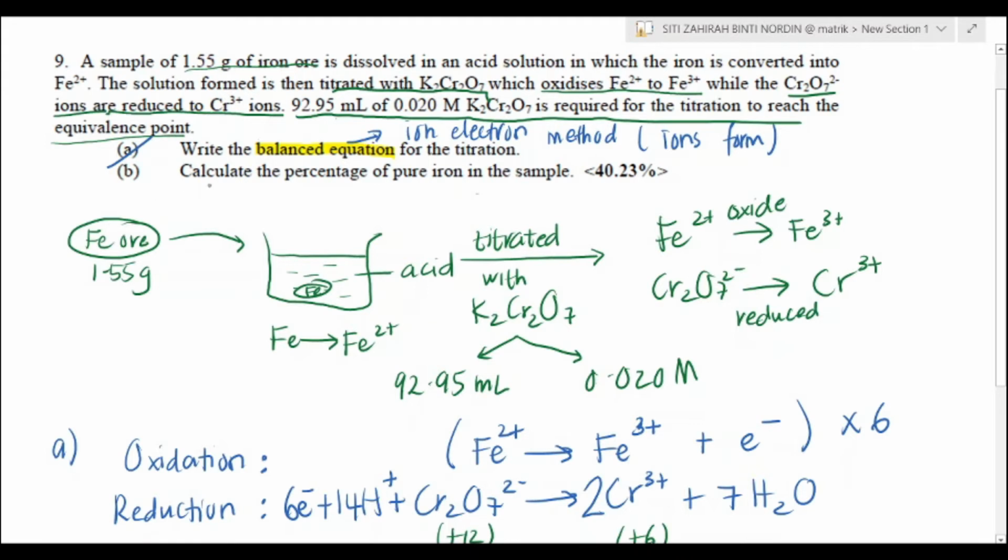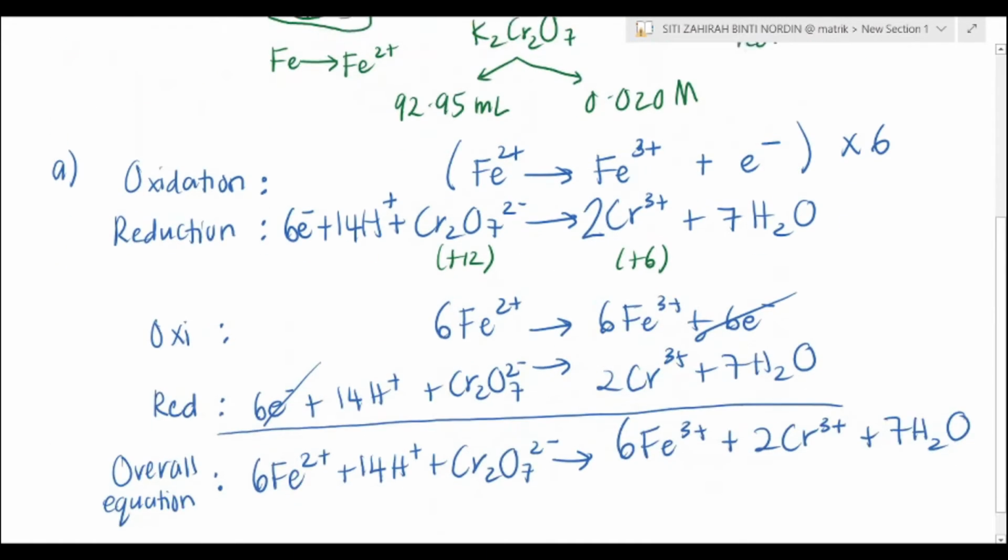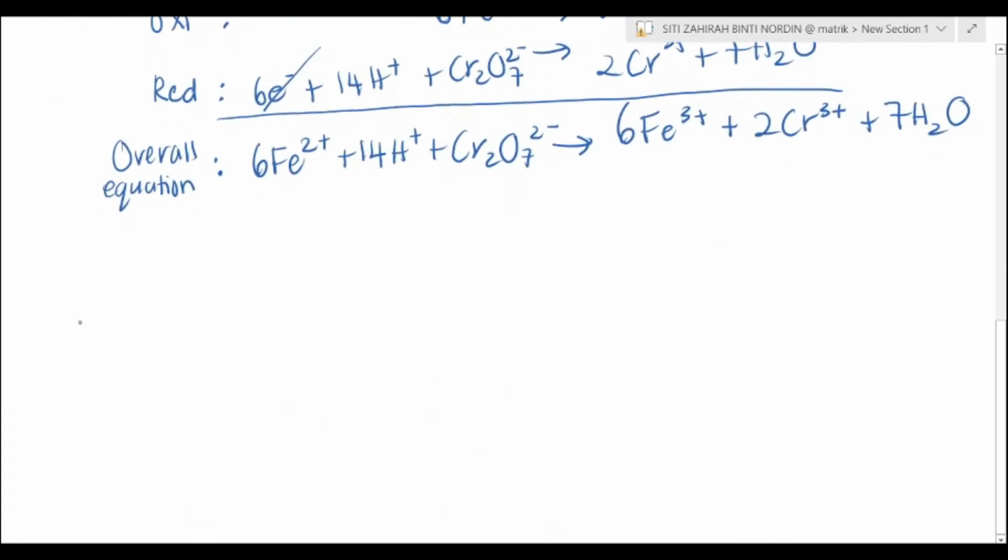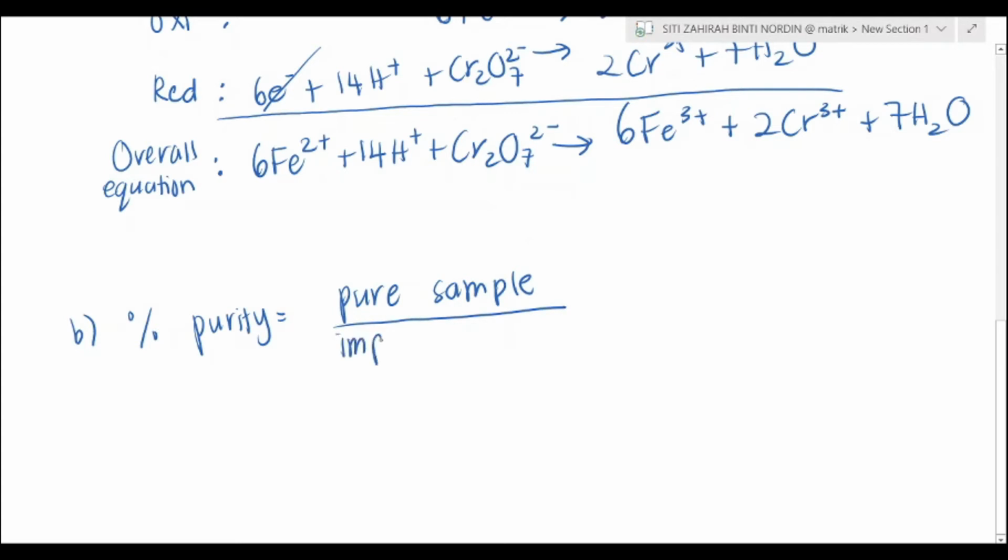So B, calculate the percentage of pure iron in the sample. Let's do B. So you have to find the percentage purity, which has a formula of pure sample divided by impure sample times 100.